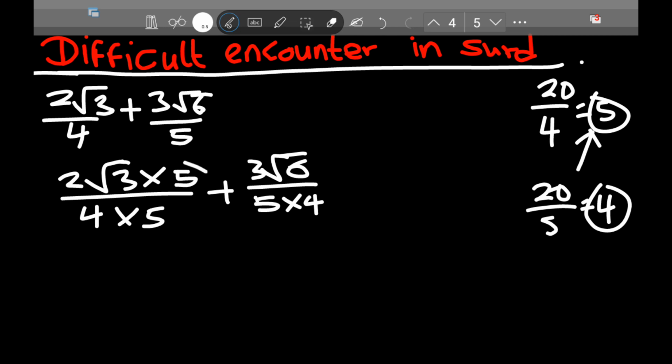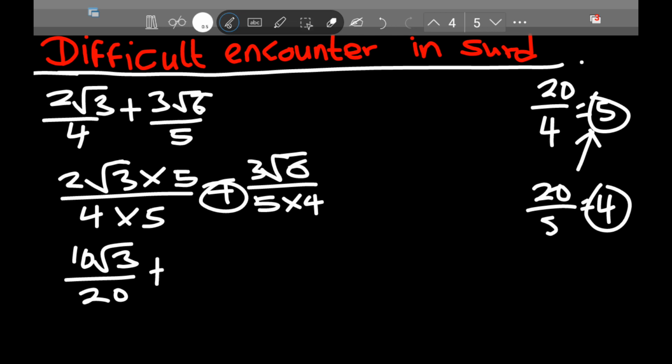So at this point you want to multiply everything here together. So 2 root 3 times 5 is what? Simply take this 5 and multiply it to these 2. So you get 5 times 2 is 10. So keep your root 3 the way it was. So that is 10 root 3 over 4 times 5. 4 times 5, 20. The plus sign.